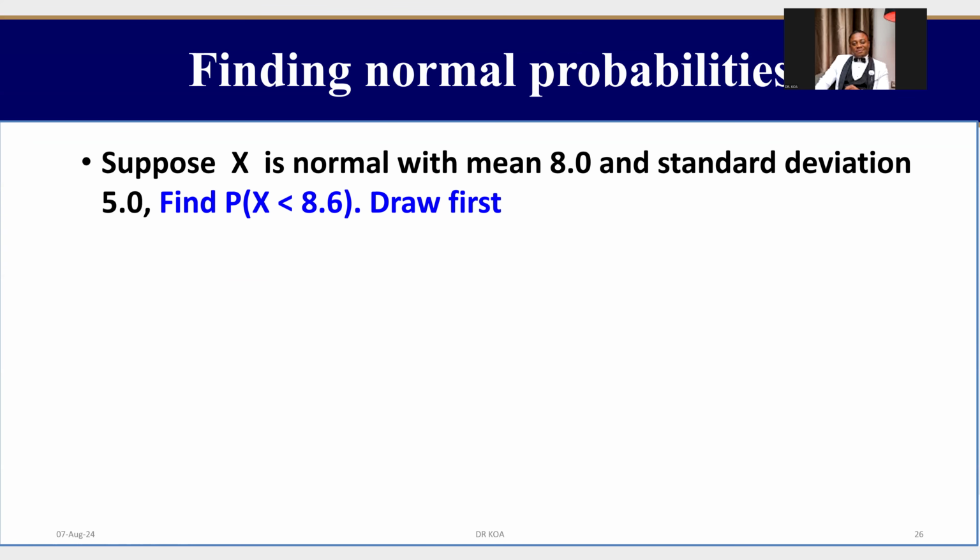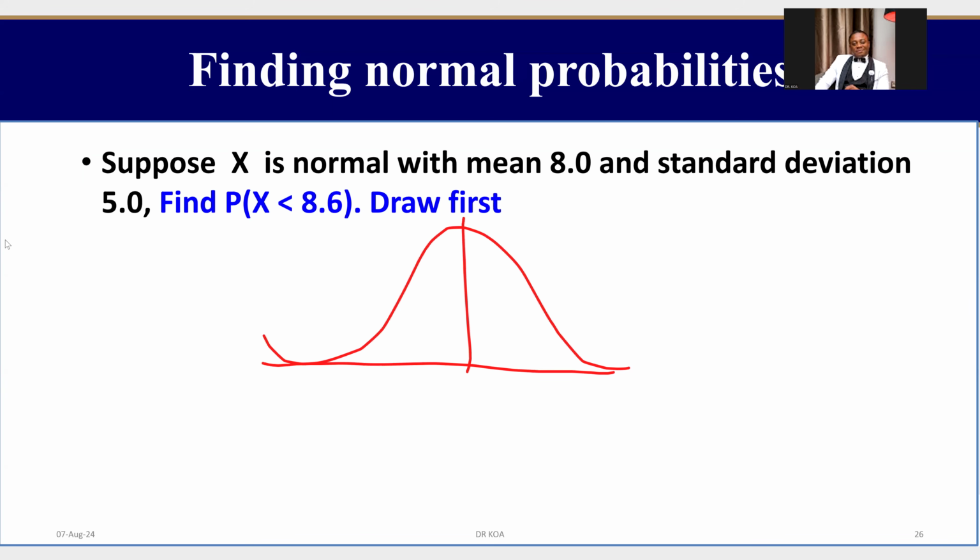Suppose X is normal with a mean of 8 and a standard deviation of 5. You have to draw that first before you even look at the other things. So the mean of 8. Again, you write this horizontal line, you show your normal distribution, you show the mean, which is the center. You write mean of 8. The standard deviation is 5; you just put it under it. Okay.